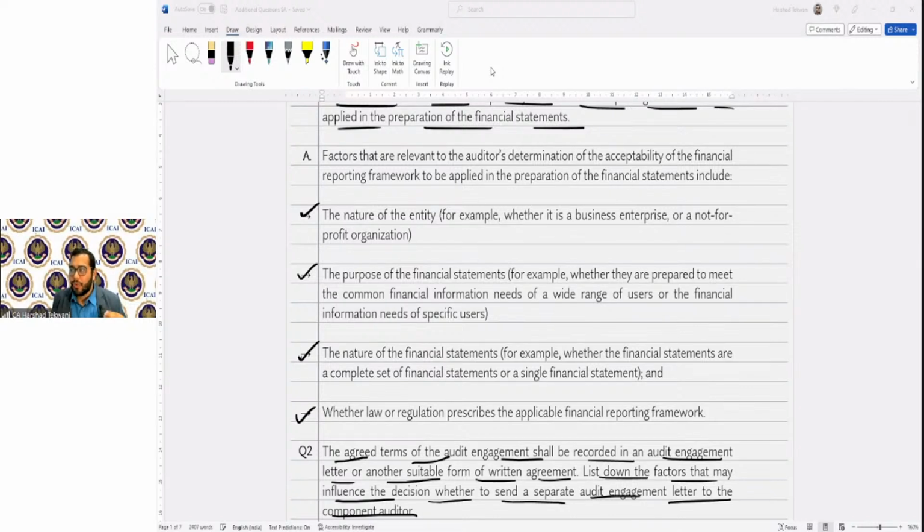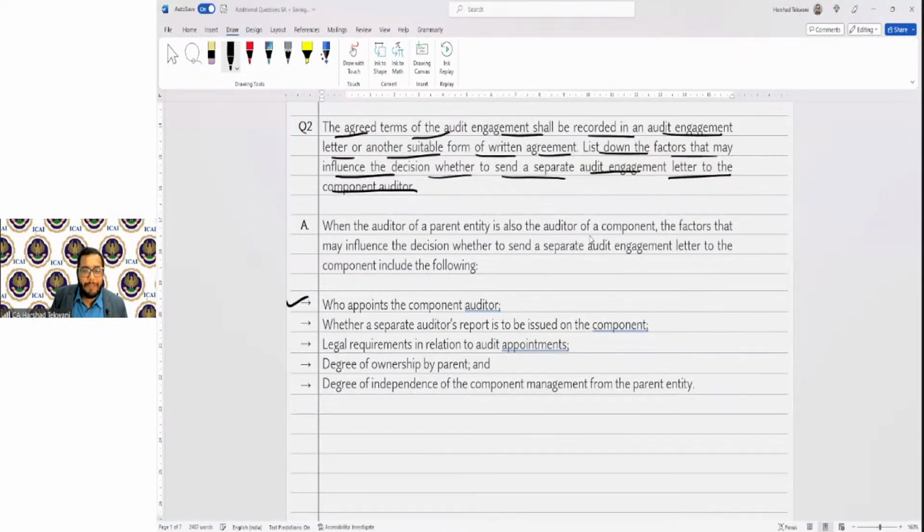So all these are the areas which define whether a separate engagement letter is required to be shared for the component auditor or not. And it is a very crucial reason, because in group reporting assignments where only component auditors are required to report to the parent auditor, we need to decide whether an agreement between the parent entity, component entity and the component auditor is required, or just instructions from the group auditor are shared with the component auditor. So this is how we need to understand, based on all these things, whether a separate engagement letter is required for the component or not. So these are the 5 points: who appoints the auditor, whether a separate audit report is required to be issued, legal requirements, degree of ownership by parent, and degree of independence of the component management.